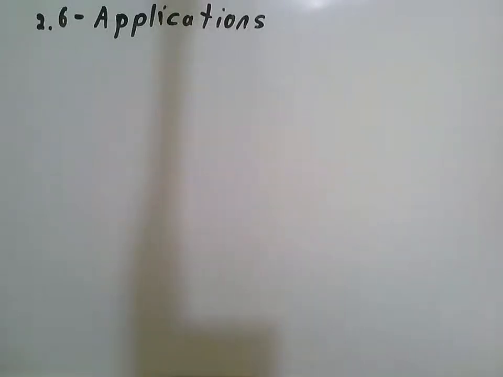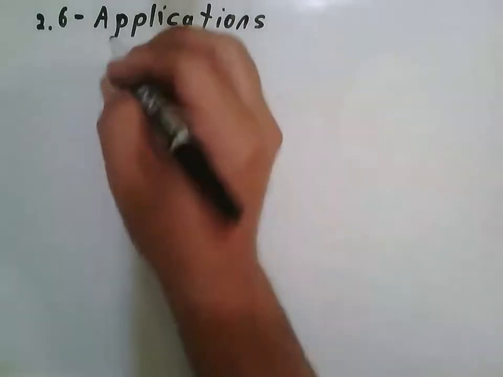Okay, now we're done with section 2.5. We're going to move into section 2.6. This one's not as long as 2.5, but this one deals with applications. And basically, with all the problems that you do, it's a 6-step process.